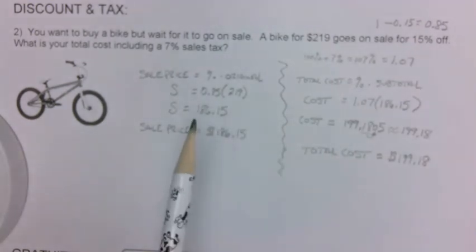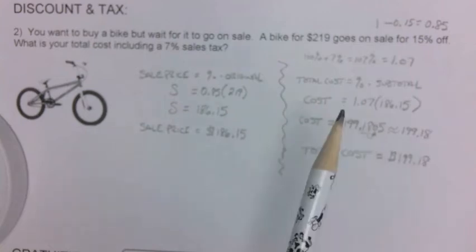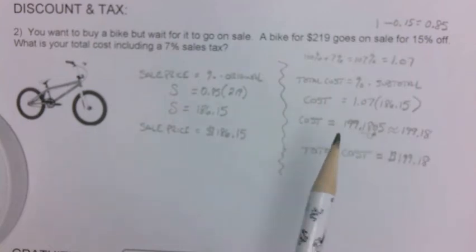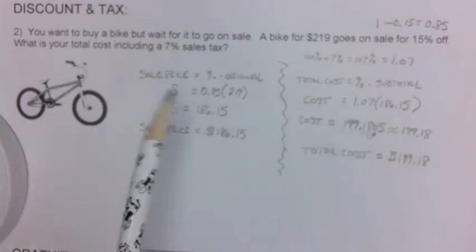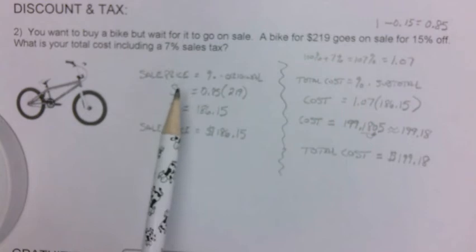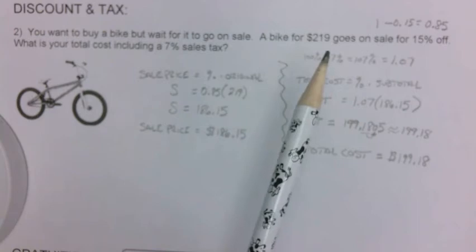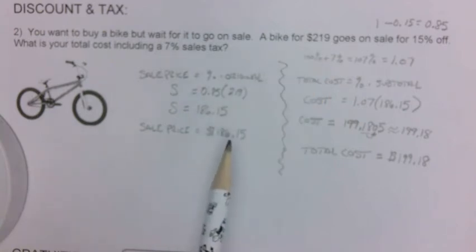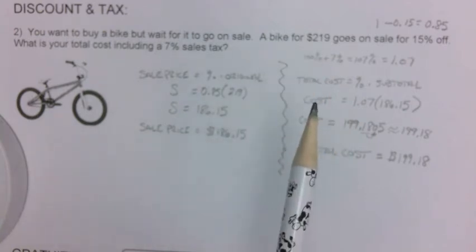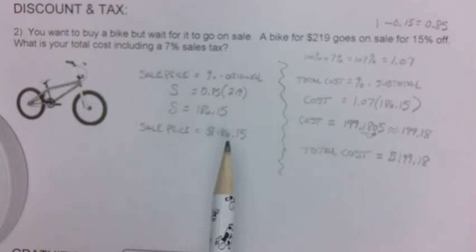I found the sale price in one step. I found the total cost in one step when I figured out the tax. You could have just as easily done this in 4 steps. You could have calculated how much the discount is first and then subtracted that from 219 to get your sale price. Then you could have figured out how much the tax is going to be and then added that on to the subtotal to get your total cost. Either method is fine.